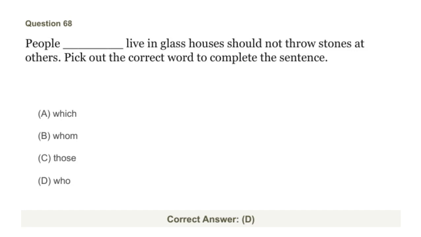Let's look at this sentence. People live in glass houses should not throw stones at others. The key here is understanding which word fits best to complete the sentence correctly. The options are which, whom, those, and who. The correct answer is who, because we're talking about people, specifically those who live in glass houses.